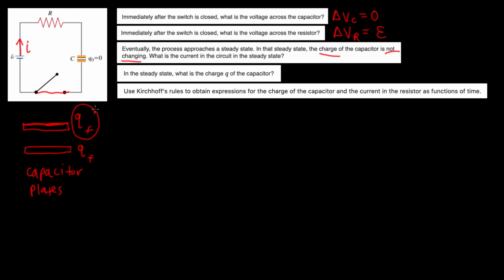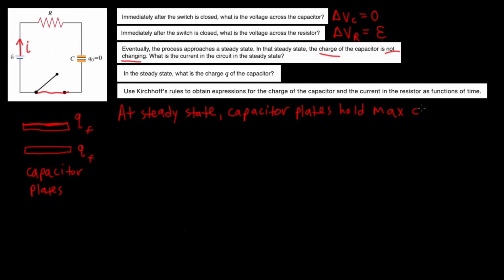And so since the charge of the capacitor plates is not changing, the capacitor plates reach a final charge denoted with Q subscript F for charge final. And so this is the final charge on the capacitor plates. So what we can write is that at steady state, the capacitor plates hold a maximum amount of charge, and we're denoting that maximum amount of charge with Q subscript F.